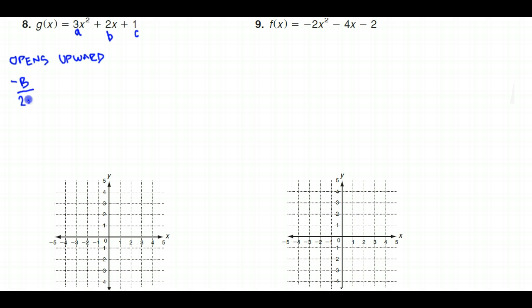So the opposite of b over 2a. My b is 2 in this case, so the opposite of b is going to be negative 2 over 2 times a. A is 3. So 2 times 3 is 6, so this is going to be a fraction. Negative 2 over 6. That's the same as negative 1/3 if I reduce it. So my axis of symmetry is going to go right along here at about negative 1/3.